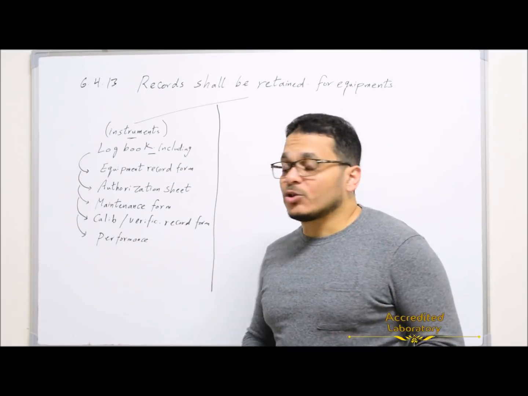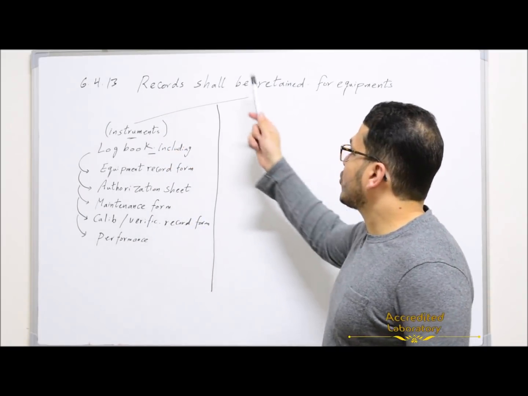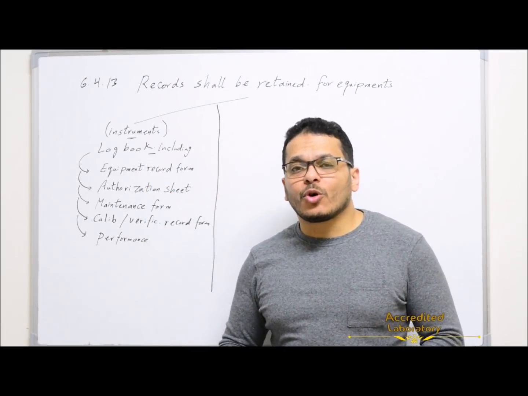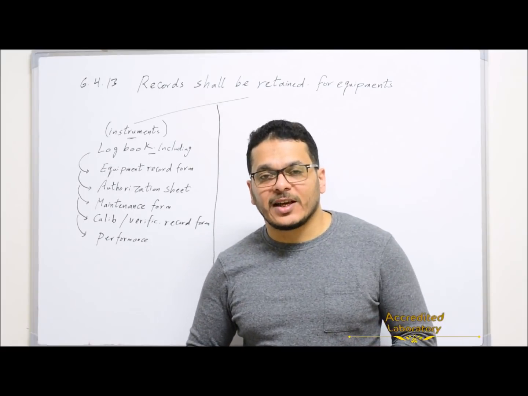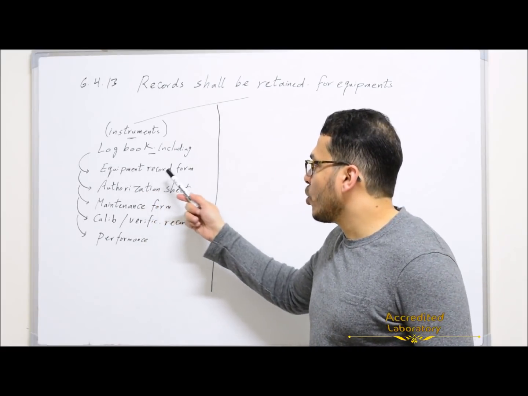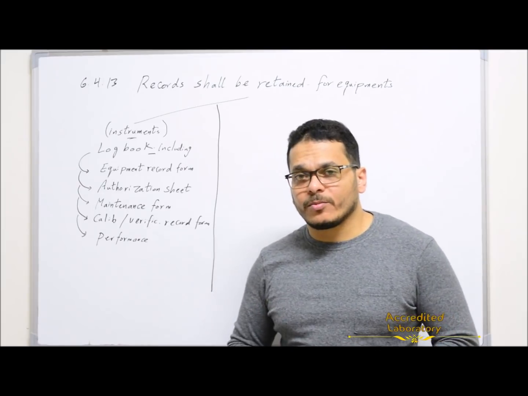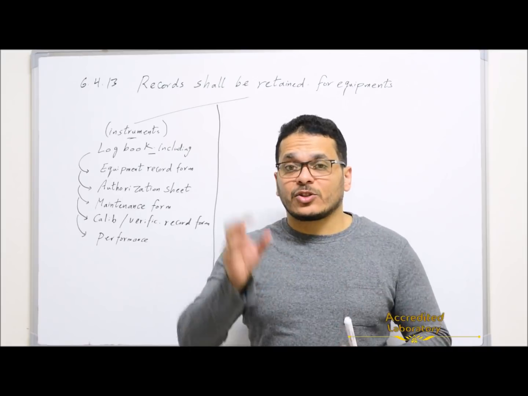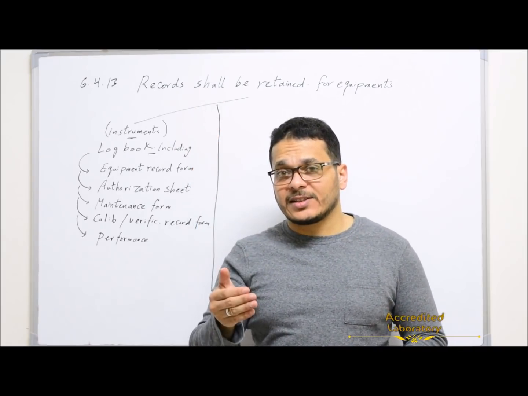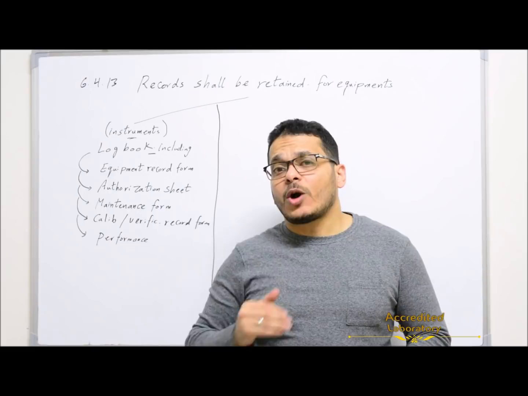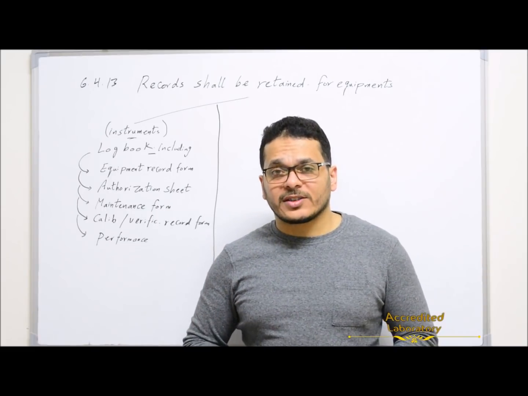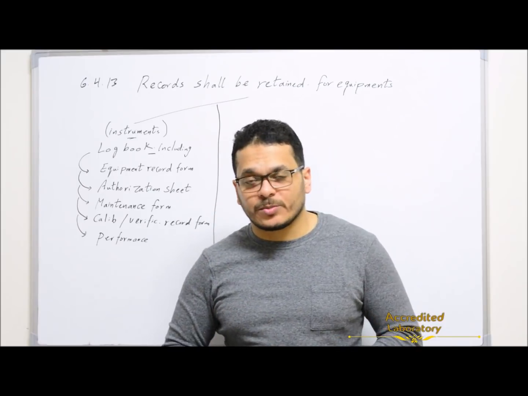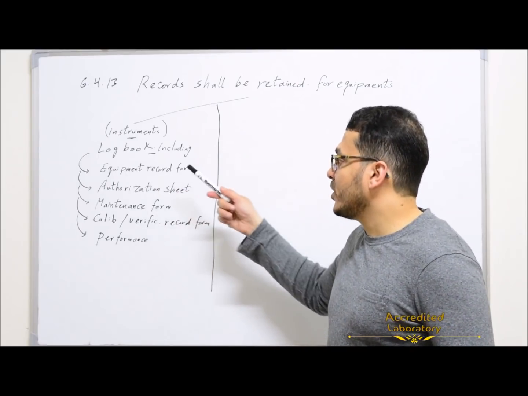And don't forget that all records for equipment shall be retained. For an instrument, you shall have a logbook for every instrument inside the lab, including an equipment record form. In this form, you will write all parts of the equipment from receiving, so it will be with the receiving date. And if you have a new part after maintenance, as an example, if you change any part, you will record this part in the equipment record form.